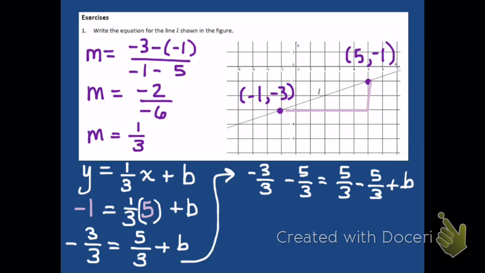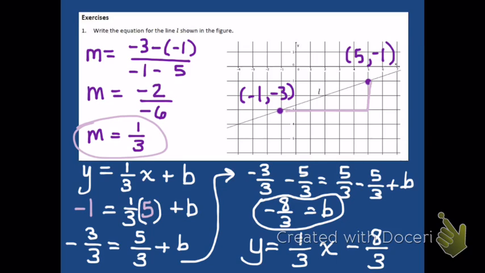And then continuing up over here, I'm going to subtract 5/3 from both sides of that equation, and I will get -8/3 is equal to b. Once I've done that, then I have the y-intercept, and I already had the slope, and I can write the equation of that line as y is equal to 1/3 x minus 8/3.